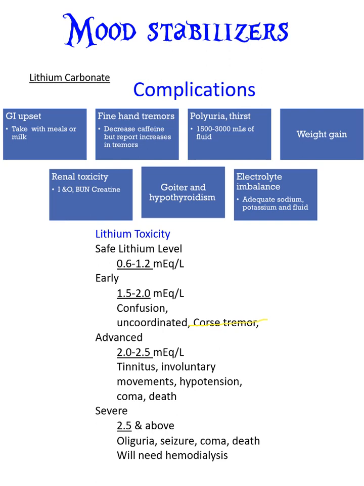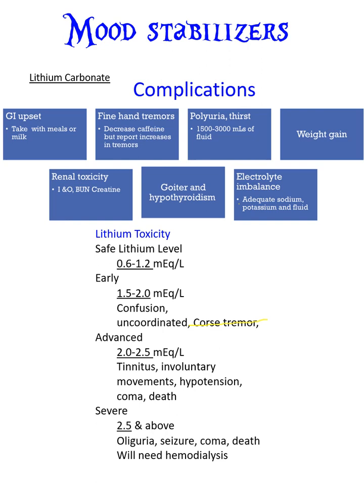And that is why our water intake and fluid intake is also very critical. It can cause goiter and hypothyroidism. So we're going to want to monitor for signs and symptoms of hypothyroidism and monitor those T3, T4, and TSH levels. And we already talked about the adequate sodium and potassium in fluid.